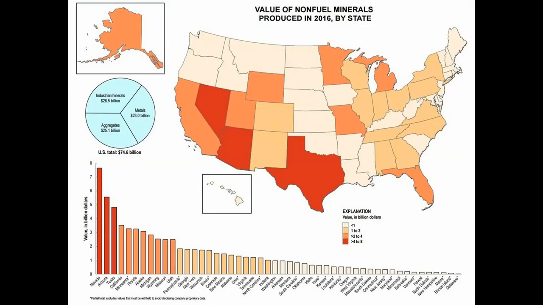Now here, this is the value of non-fuel minerals produced. This is 2016 by state. And look who's in the lead. Nevada is. Okay? Nevada in 2016 produced a little more than $7.5 billion worth of minerals, followed by Arizona, about maybe 5.75, and then Texas, a little under $7 billion. California's here, Minnesota is here, Florida, and Alaska. These are the states that produce the most raw minerals.